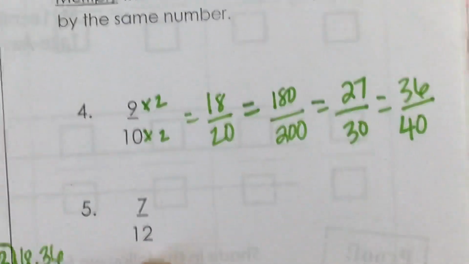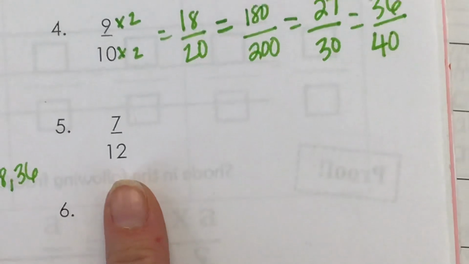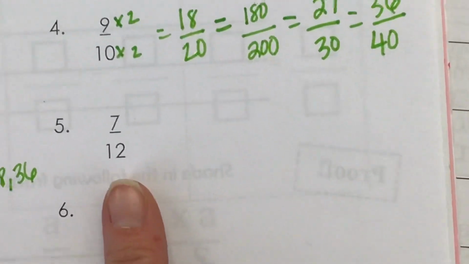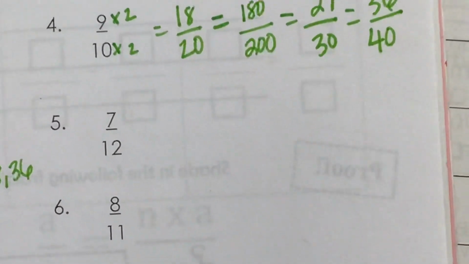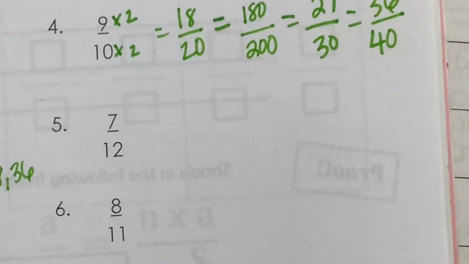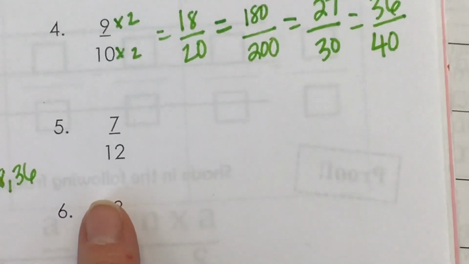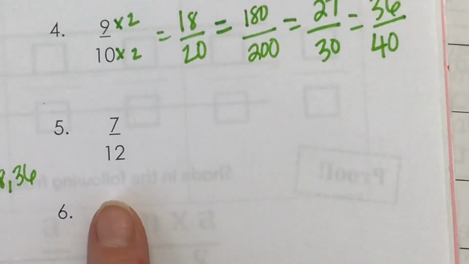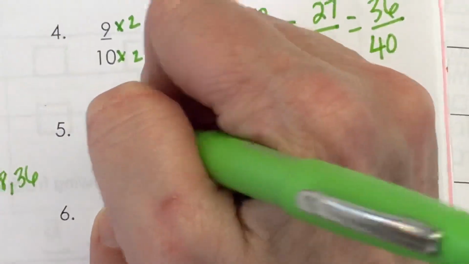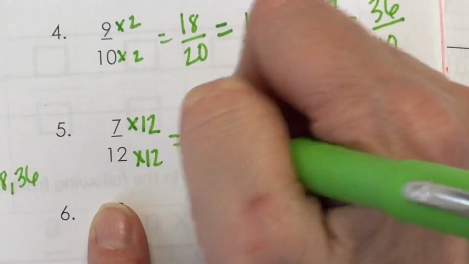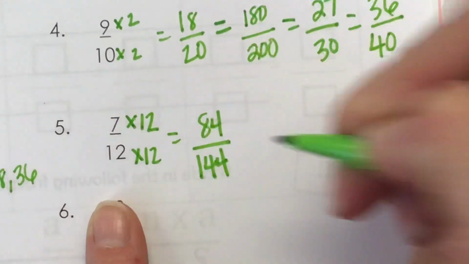Okay, give me an equivalent fraction for 7/12. Give me an equivalent fraction for 7/12. Every hand should be up. Everyone should be willing to try. Dane. Okay, what did you multiply by? 12? 7 times 12 is 84. 12 times 12 is 144.